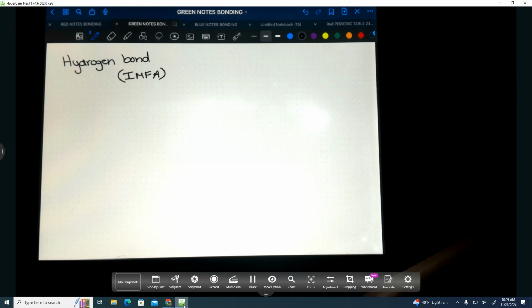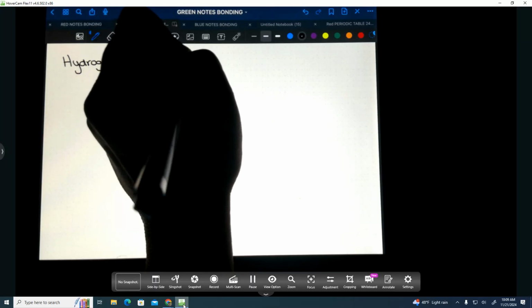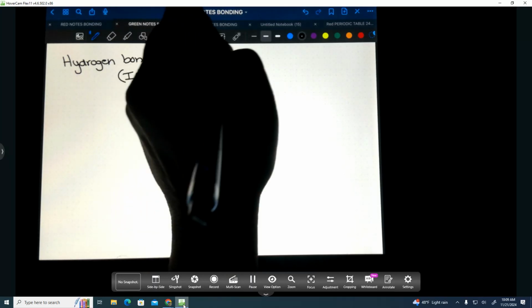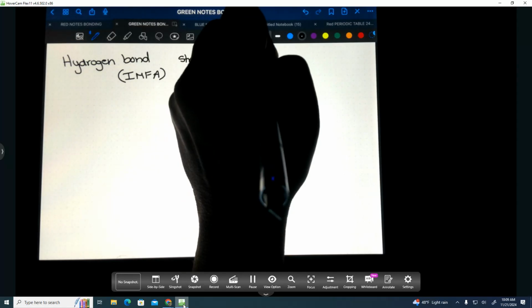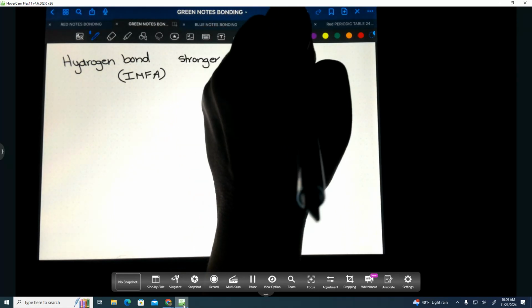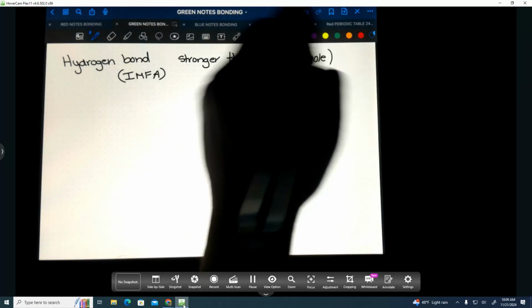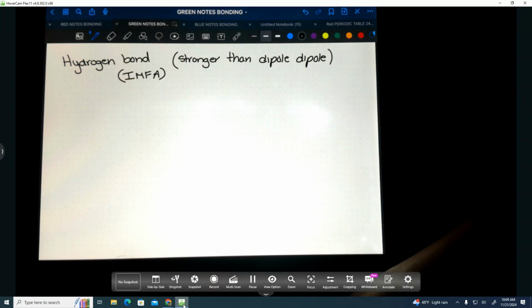Okay? With the hydrogen bond, it is stronger than a dipole-dipole. And I'll sum this all up at the end. Okay, it is stronger than a dipole-dipole. And when I talk about intermolecular forces of attraction, I want you to think hugs. Hugs. Just hugs. Have you ever hugged a kitty?